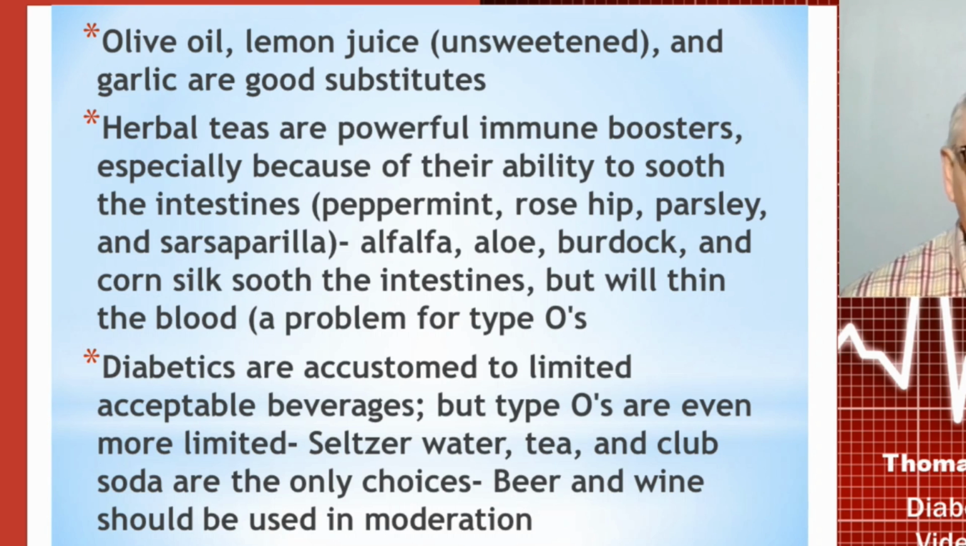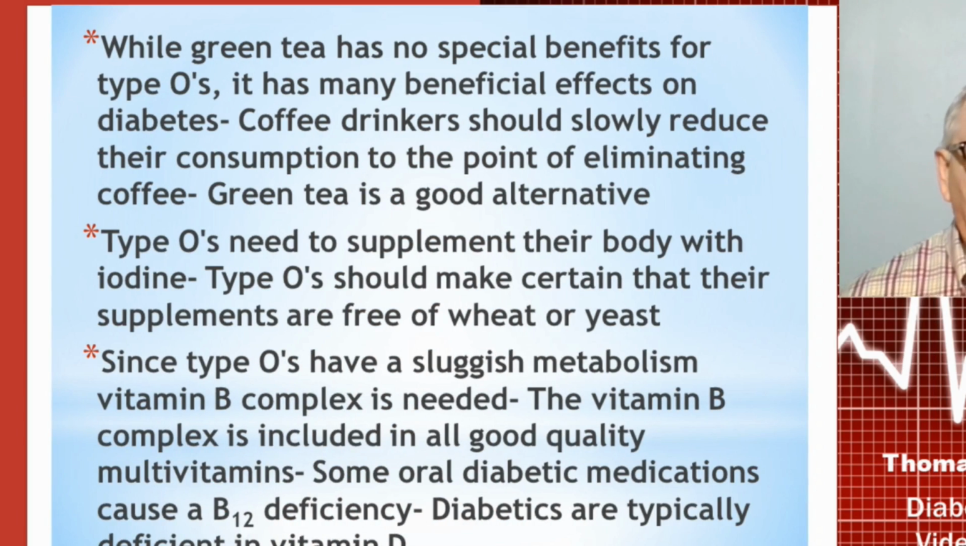Diabetics are accustomed to limited acceptable beverages, but type O's are even more limited. Seltzer water, tea, especially green tea, and club soda are the only good choices. Beer and wine should be used in severe moderation. While green tea has no special benefit for type O's, it does have many other beneficial effects on diabetes, so it should be used. Coffee drinkers should slowly reduce their consumption, even to the point of eliminating coffee altogether. Green tea is usually the best alternative.